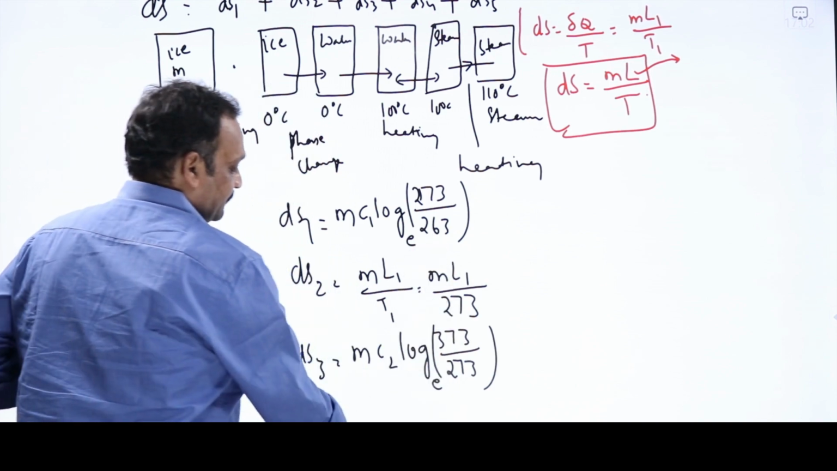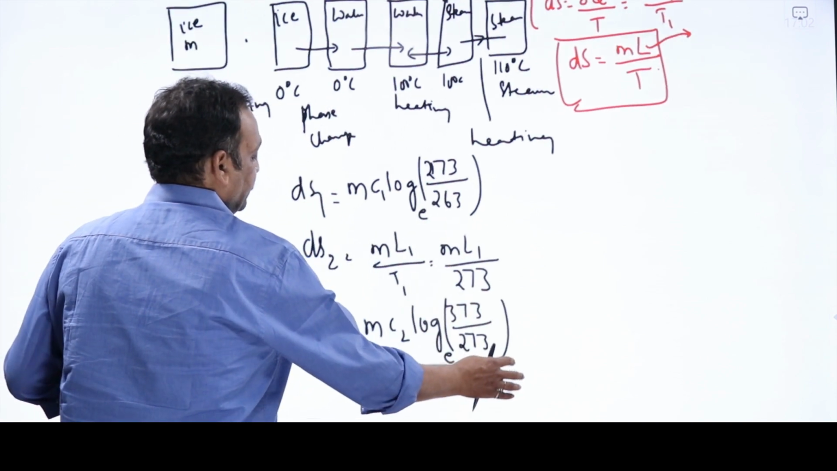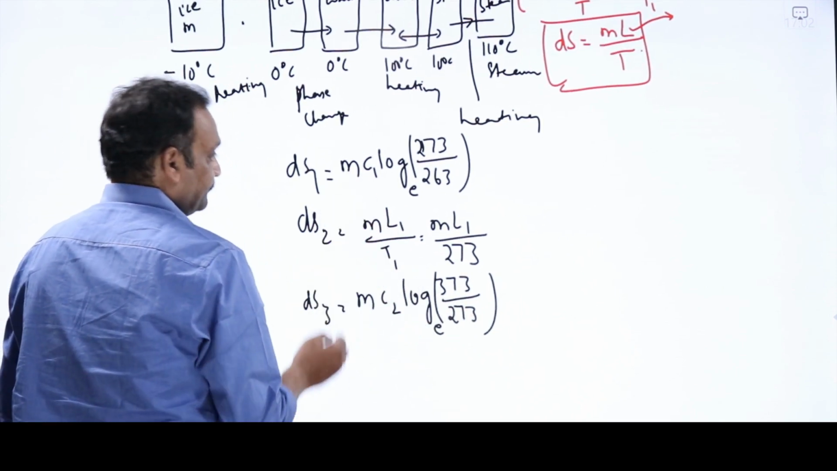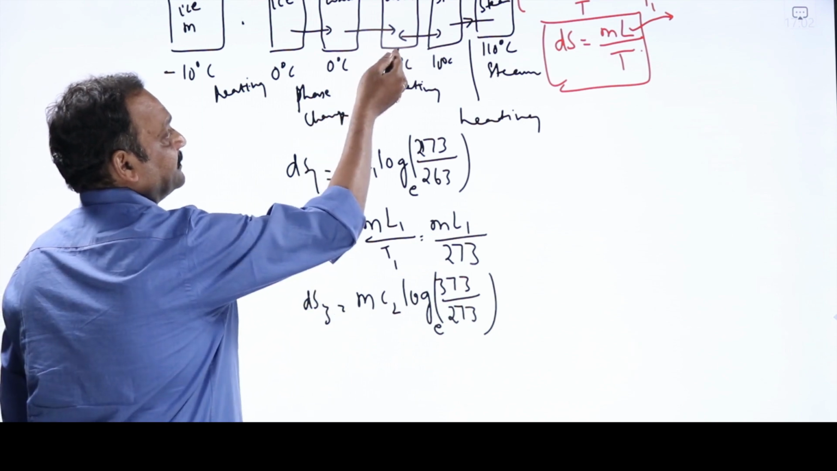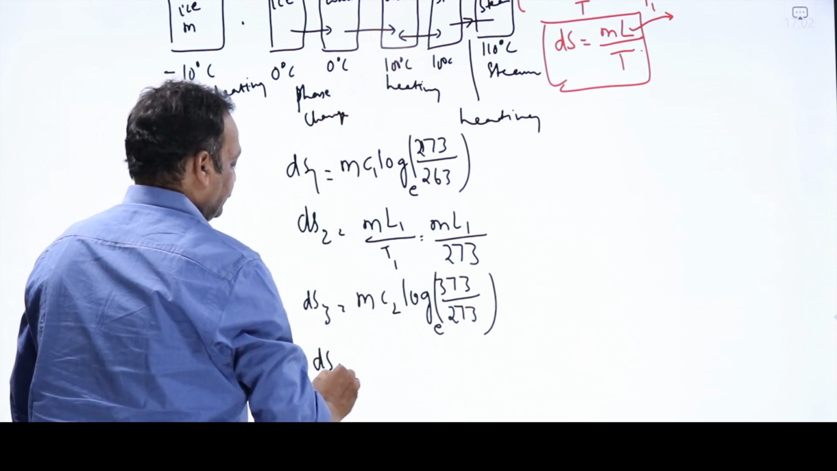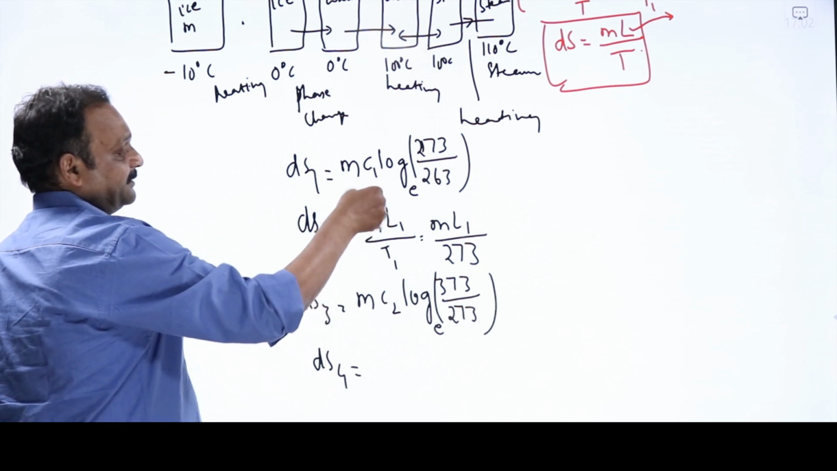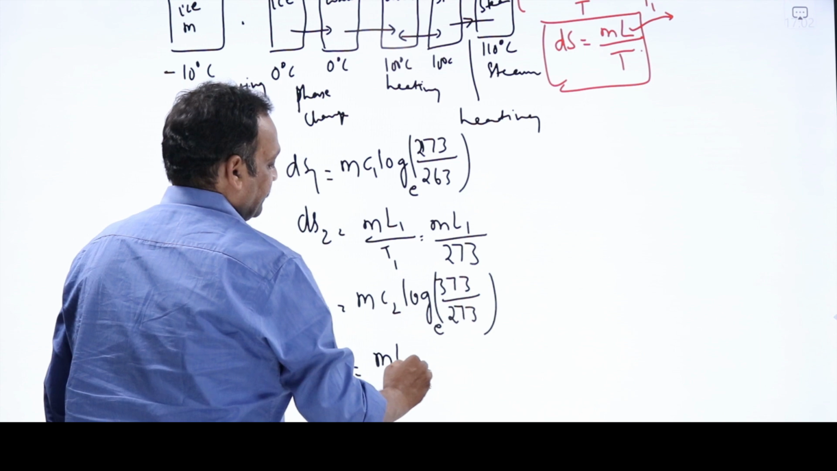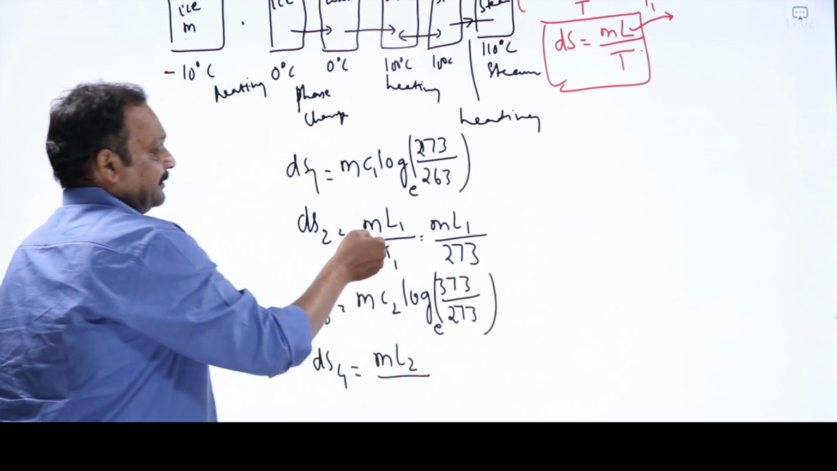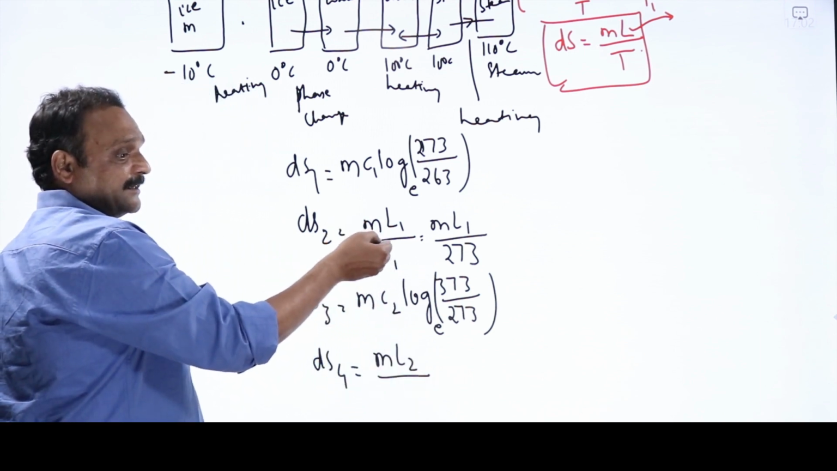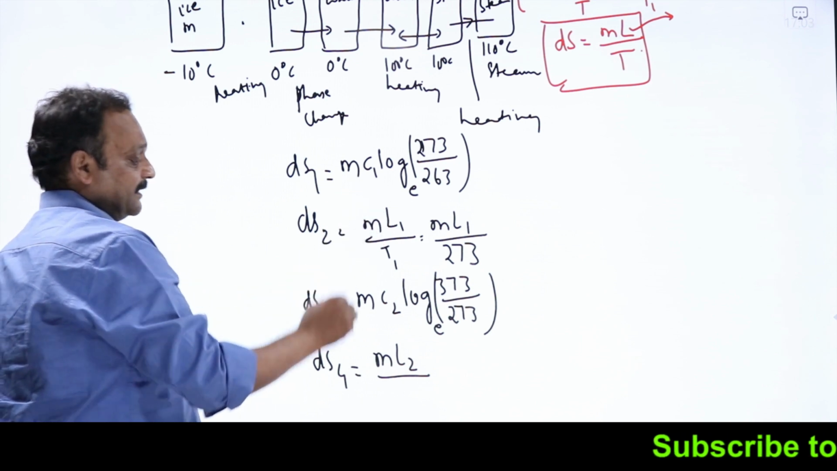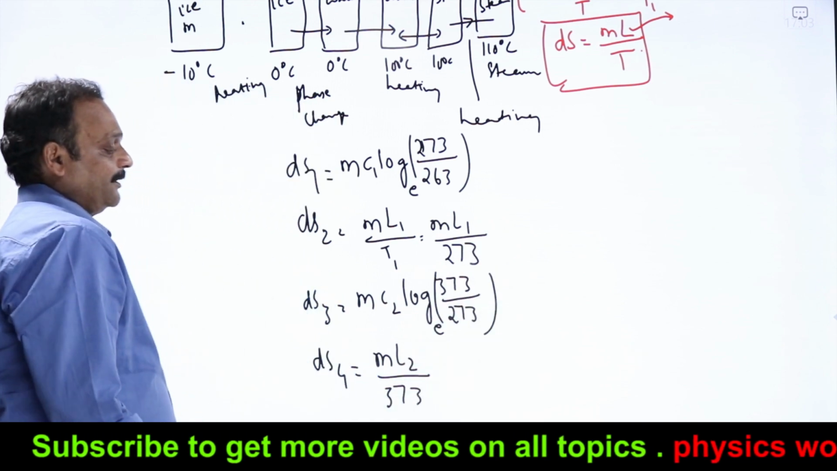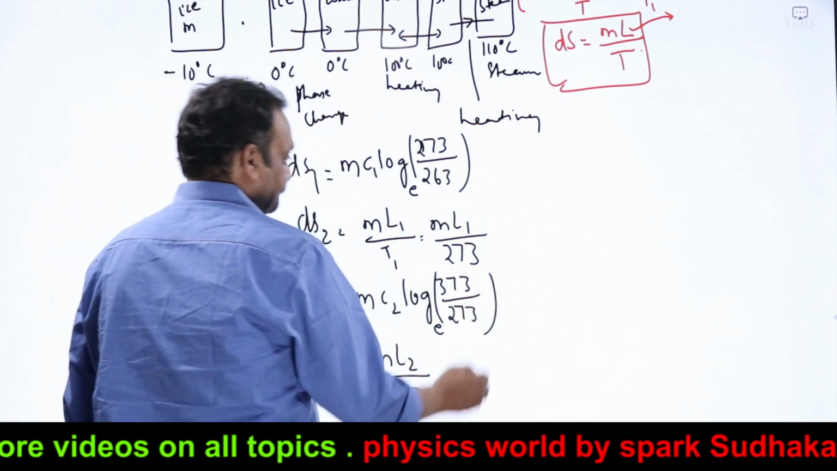The next phase change: now we have water at 100 degrees Celsius. This should be heated to steam at 100 degrees Celsius, a first order phase change. So DS4 is equal to, first order phase change means m grams of substance, latent heat of vaporization, I'll call it L2, by the temperature at which that phase change is occurring. Water is becoming steam at 100 degrees Celsius, which is 373 Kelvin.